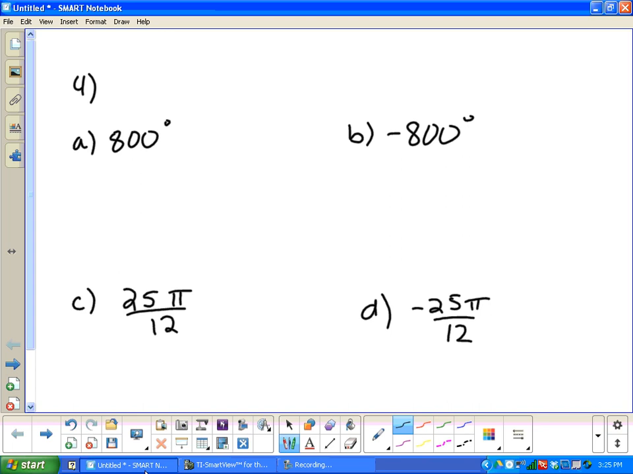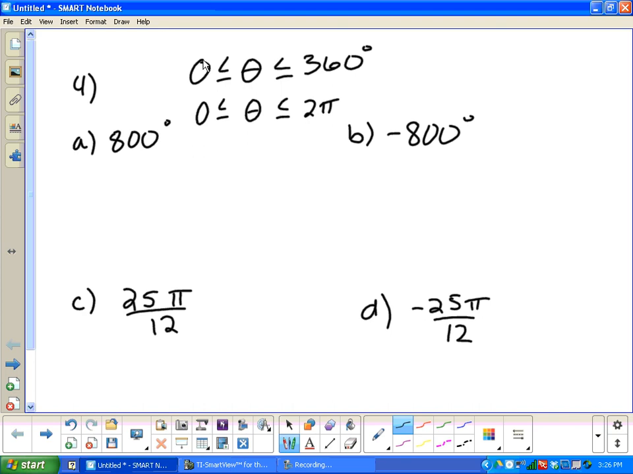Number 4 asks you to take these 4 angles and find a coterminal angle that would be between 0 and 360. There are lots of reasons we want angles to lie in between these. Number 1, we can find out what quadrant they lie in to find things like reference angles. The other thing is we might want to locate a certain angle on the unit circle, and we can only do that if the angle falls between 0 and 360 degrees, or in terms of radians, 0 and 2 pi.